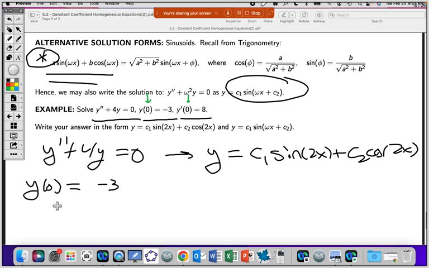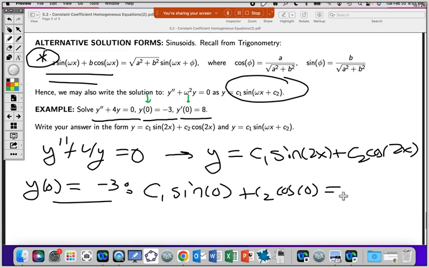Y at 0 is negative 3. So when you plug 0 in for y, what's going to remain here? When you plug in x equals 0, what do you get for y? Yeah, C2. So C2, you get minus 3 right off the bat.